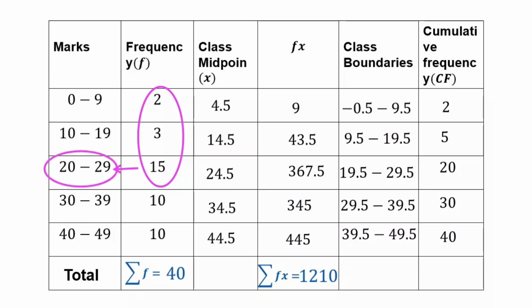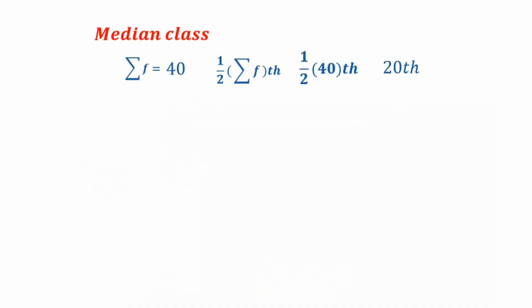In that case, that becomes what? That becomes our median class. So our median class is what? 20 to 29. That is it. Perfect. Okay. Yes. So now that we have found our median class, let's go ahead and find the median itself.